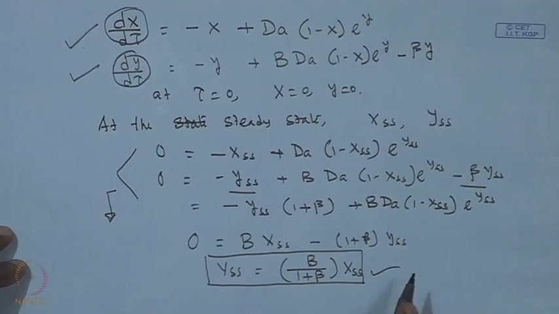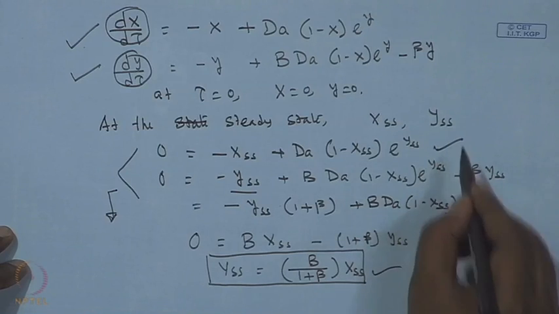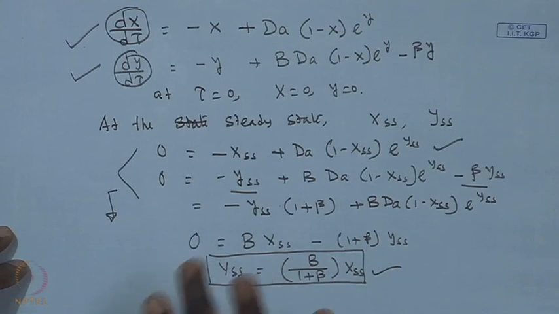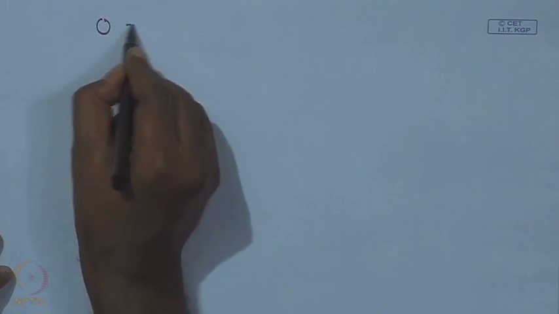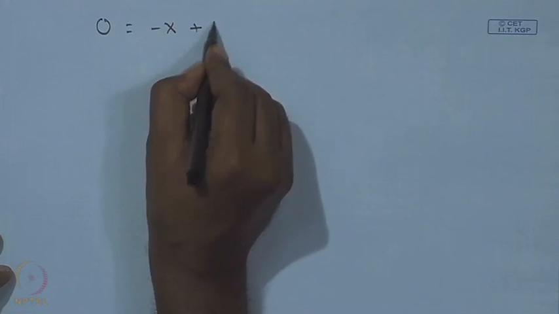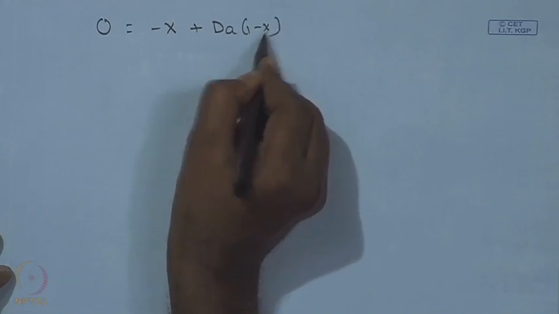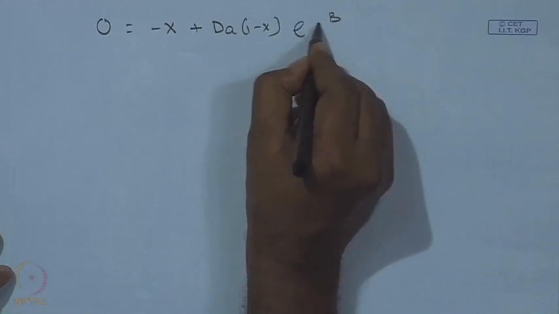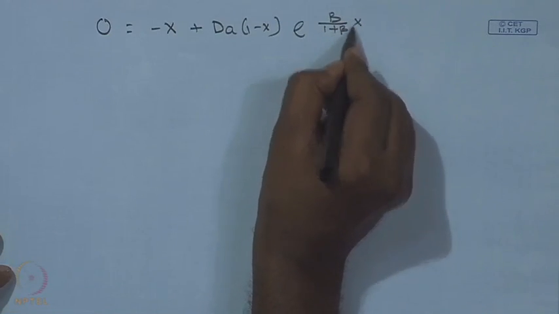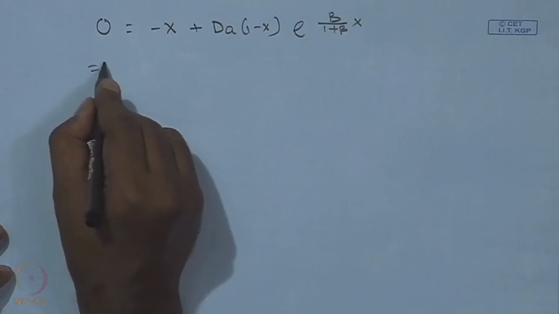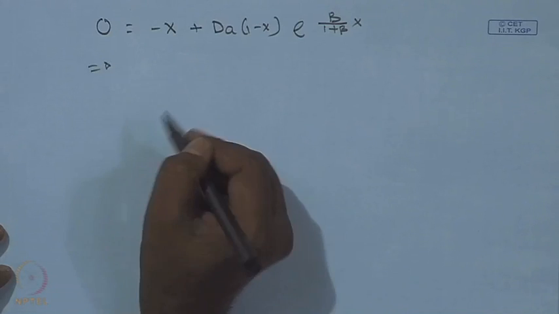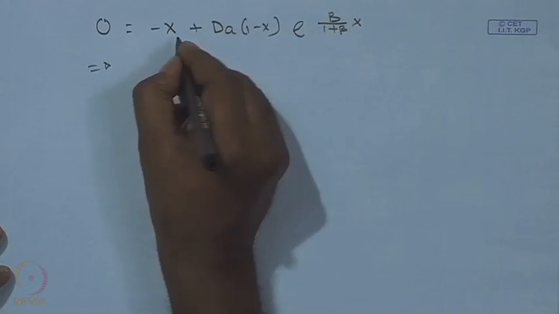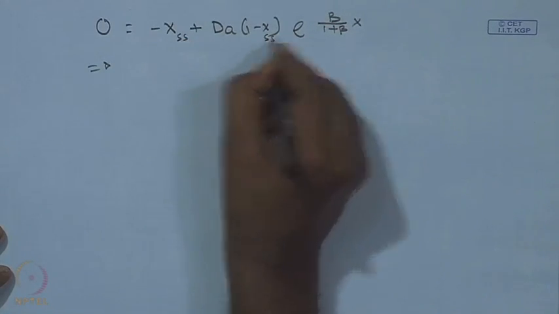We can substitute y in one of these equations in favor of x and express everything in terms of x. Let us do that. So, if we do that, we will be getting 0 is equal to minus x plus Da times 1 minus x e to the power B divided by 1 plus beta times x. So, we can write it in this form. So, this is in steady state.